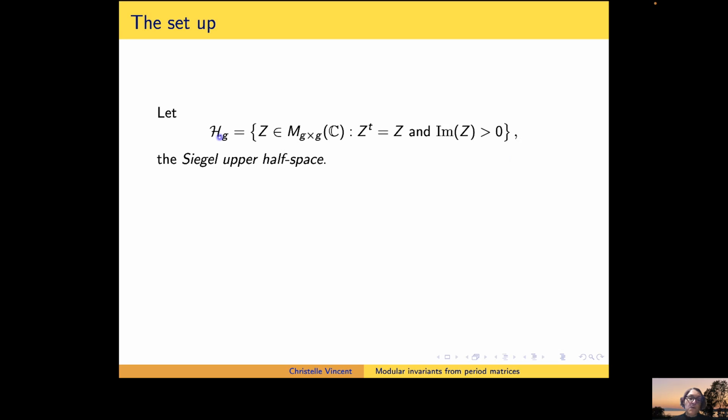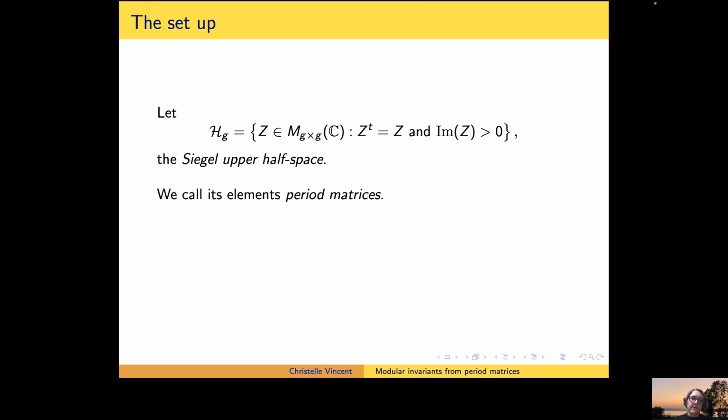We'll see why it is called that. It's kind of weird, upper half space, oddly specific. When g is equal to 1, then you have a 1 by 1 matrix, which is just a complex number. It's automatically symmetric, and then with positive imaginary part. So that's exactly the upper half of the complex plane. So this is a generalization of that.